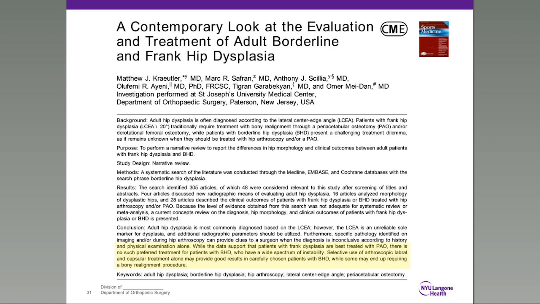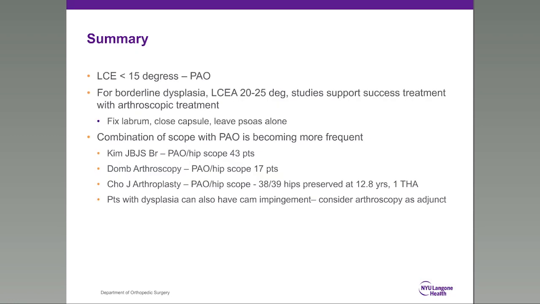This systematic review, I'm just going to read the bold. While the data supports that patients with frank dysplasia are best treated with PAO, there's no such preferred treatment for patients with borderline hip dysplasia who have a wide spectrum of instability. Selective use of arthroscopic labral and capsular treatment alone may provide good results in carefully chosen patients with borderline hip dysplasia, while some may end up requiring a bony realignment procedure, kind of what we discussed in this talk.